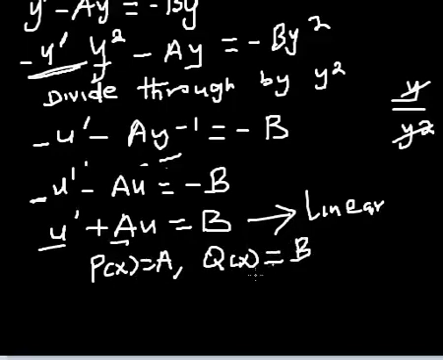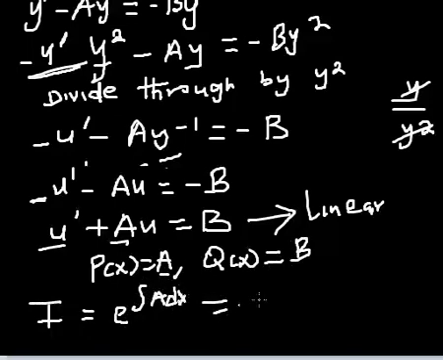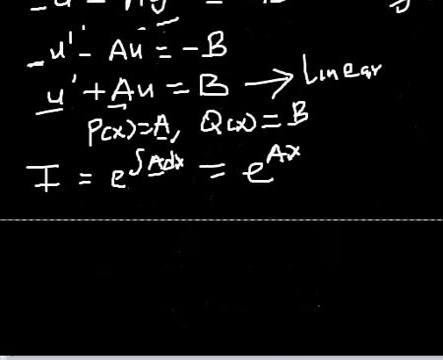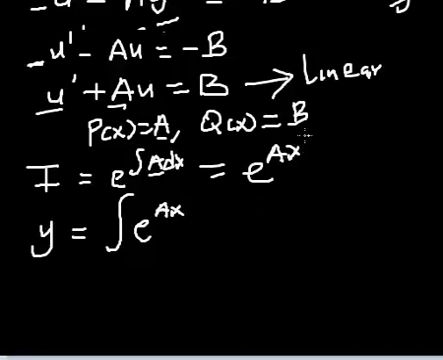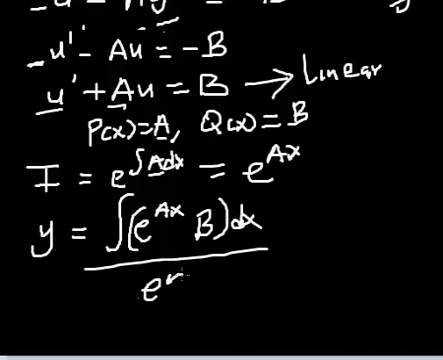So my integrating factor, you know what that's going to be, exponent of the integral of a with respect to x. A is a constant, so that's going to be exponent ax. Having gotten my integrating factor, now I can solve the equation. So the equation becomes u equal to the integral of the integrating factor, exponent ax, multiplied by q of x, which is b, all with respect to x, then divided by my integrating factor exponent ax.